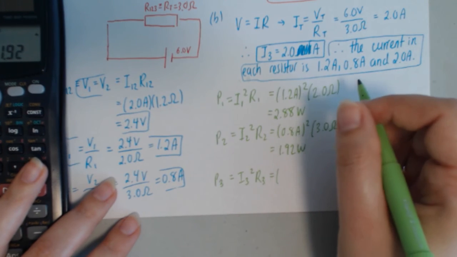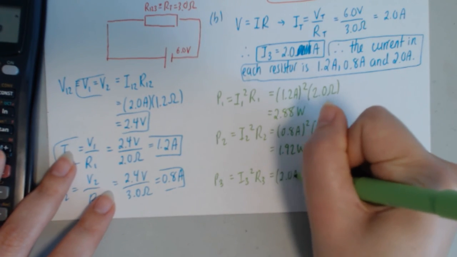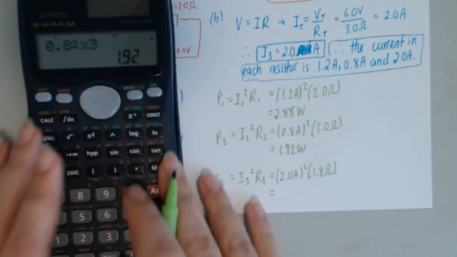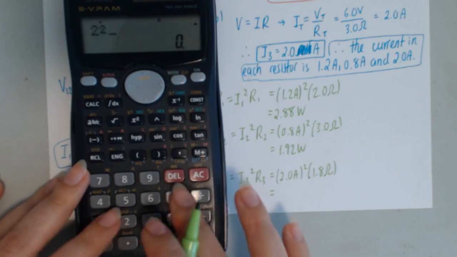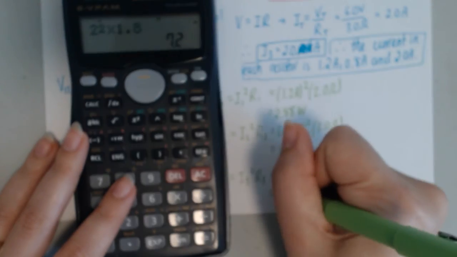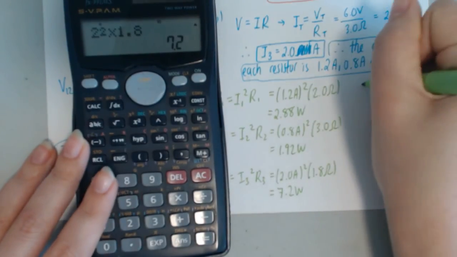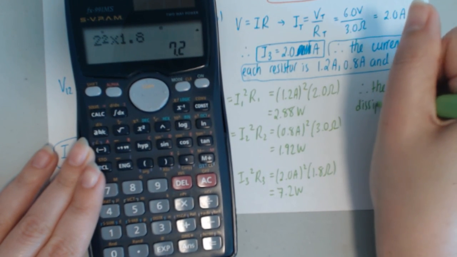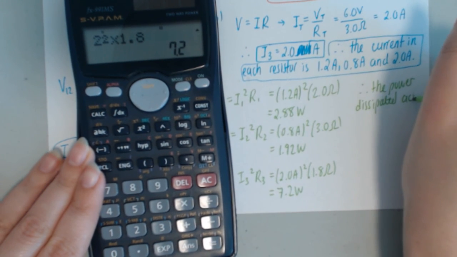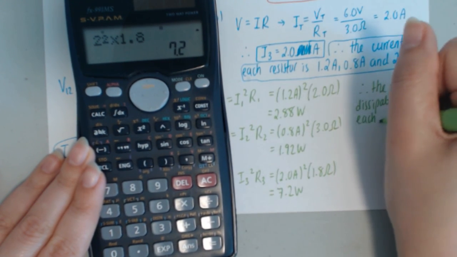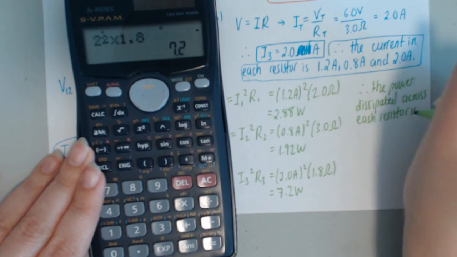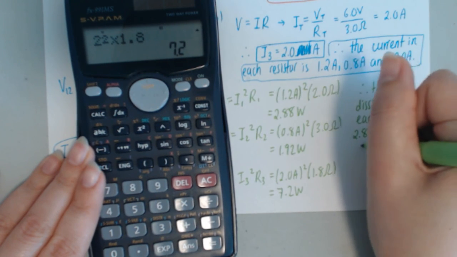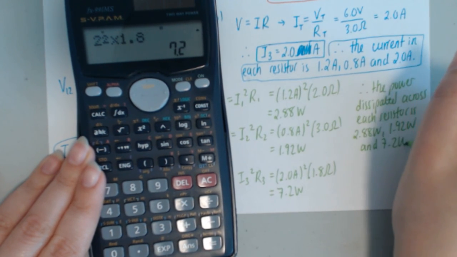And finally, P3 is I3 squared times R3. So what do we have? I3 is 2.0 amps squared. R3 is 1.8 ohms. 2 squared is 4, and then 4 times 1.8 is, let's see, 7.2 watts. So therefore, the power dissipated across each resistor is 2.88 watts, 1.92 watts, and 7.2 watts.